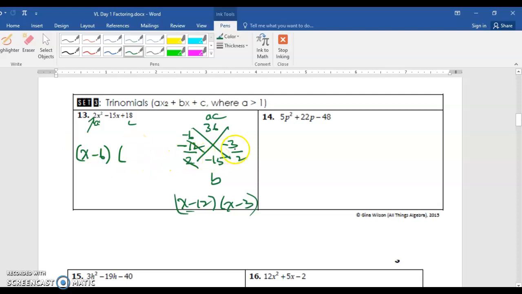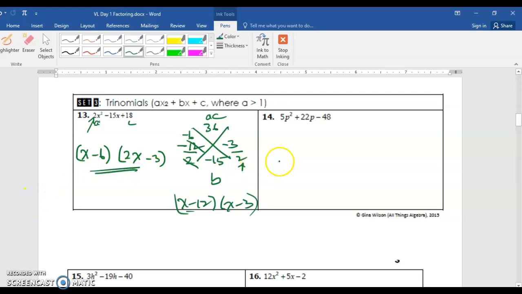and negative 3 halves as, now look at the denominator, it's 2 times x, so attach the x to this, and minus 3 is from the numerator. So 2x minus 3 from there. So x minus 6 times 2x minus 3 is your answer.